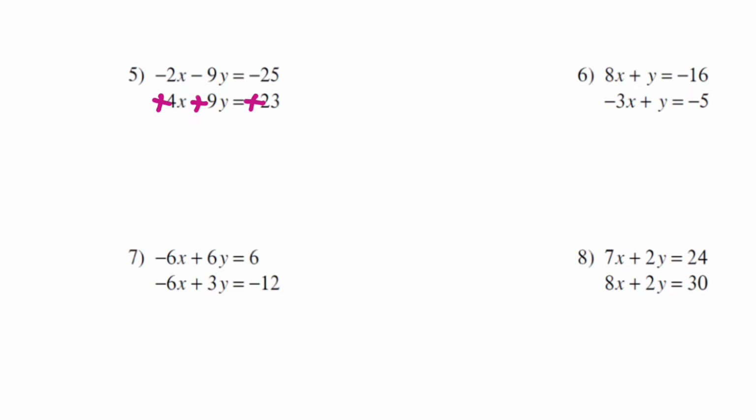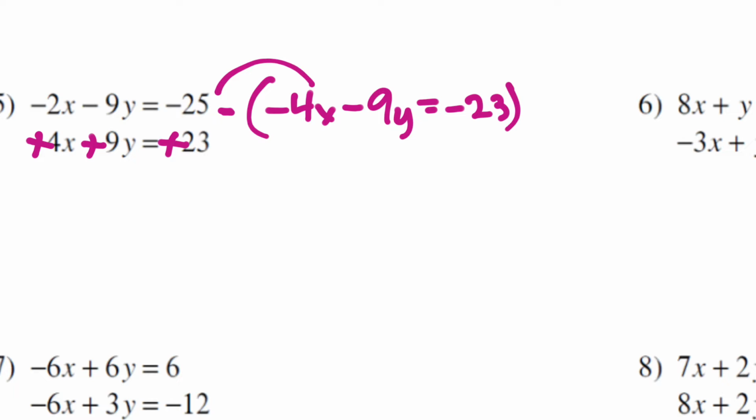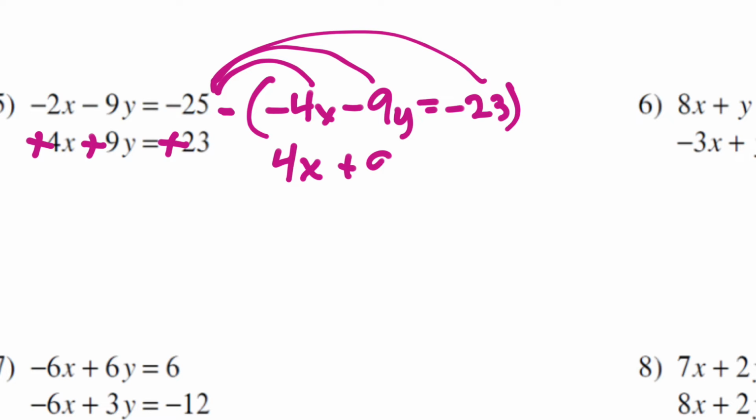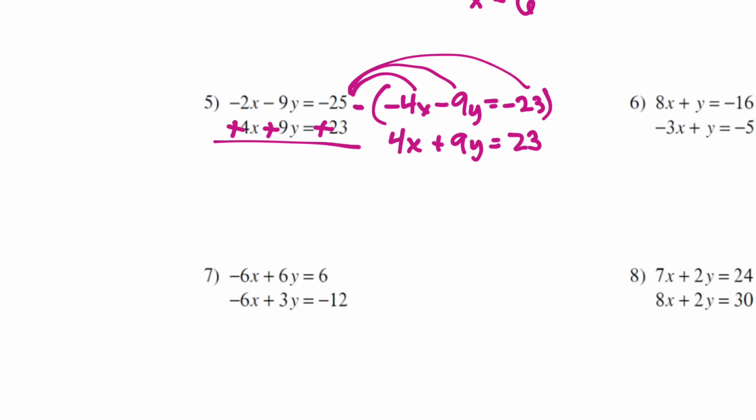Okay, and let me just show you over here what that looks like. If we have negative 4x minus 9y equals negative 23, and we're subtracting the whole thing, we're distributing this negative through my parentheses, and so this becomes a positive 4x, positive 9y, and positive 23. Okay? So now I can combine these, and I have a negative 2x and a positive 4x, so I'm going to be left with a positive 2x.